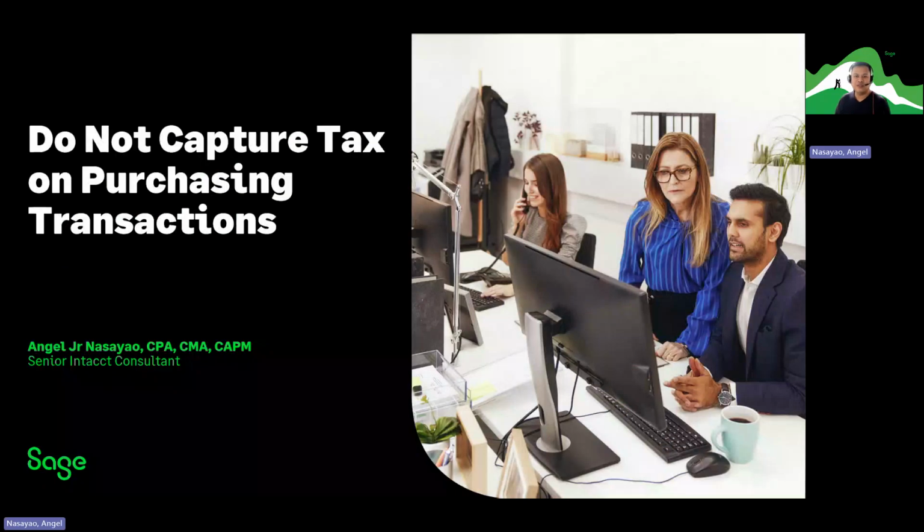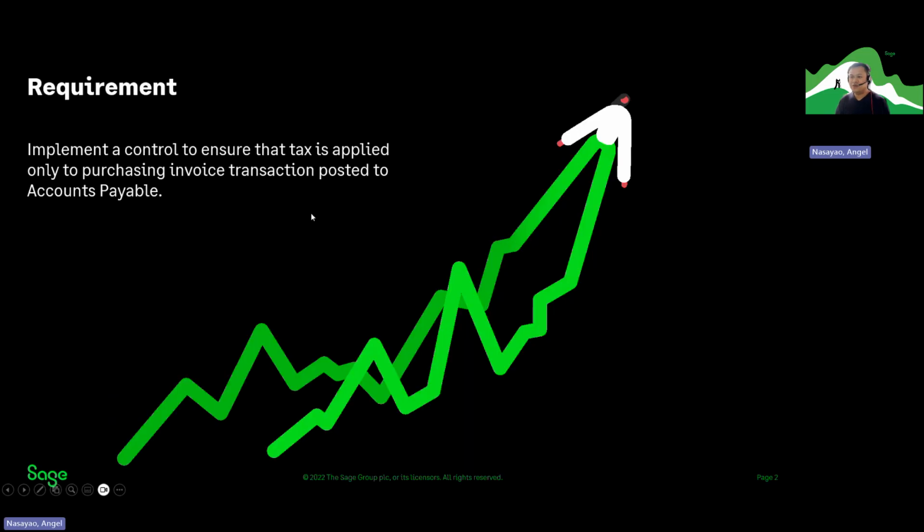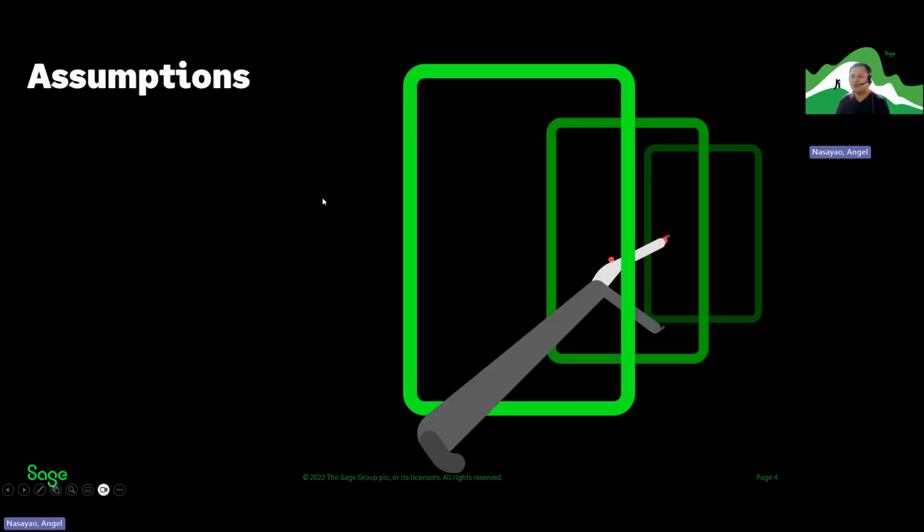Hello, welcome to a quick demonstration on a purchasing transaction definition preference called do not capture tax. This requirement is essentially based on the need to implement a control to ensure that a tax is applied only to purchasing invoice transactions that are posted to accounts payable.